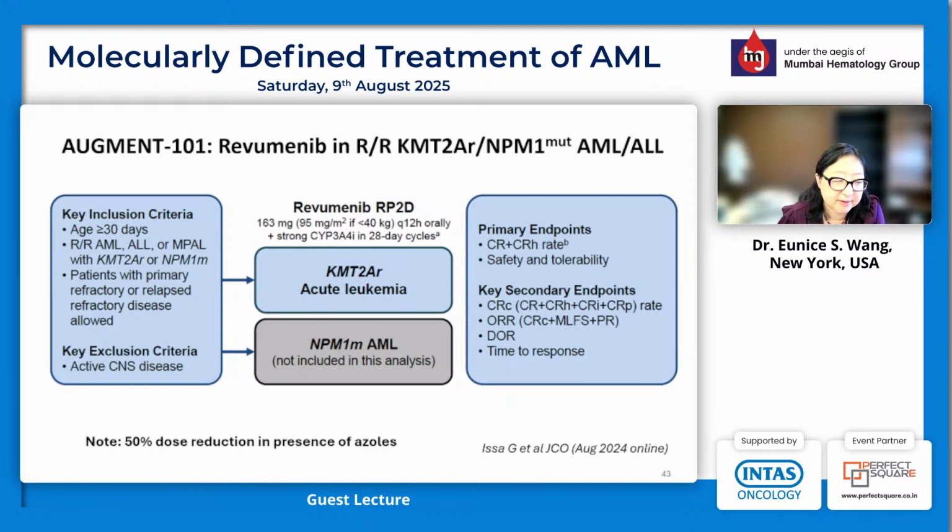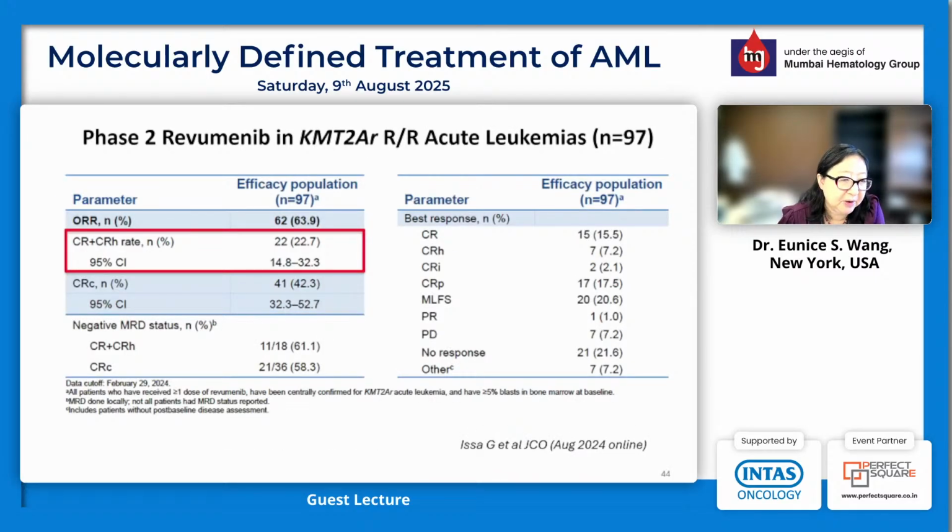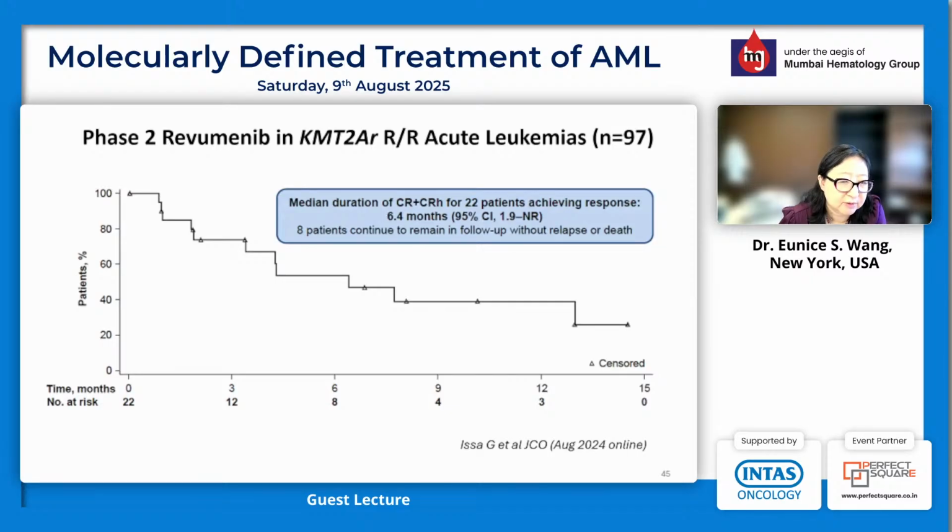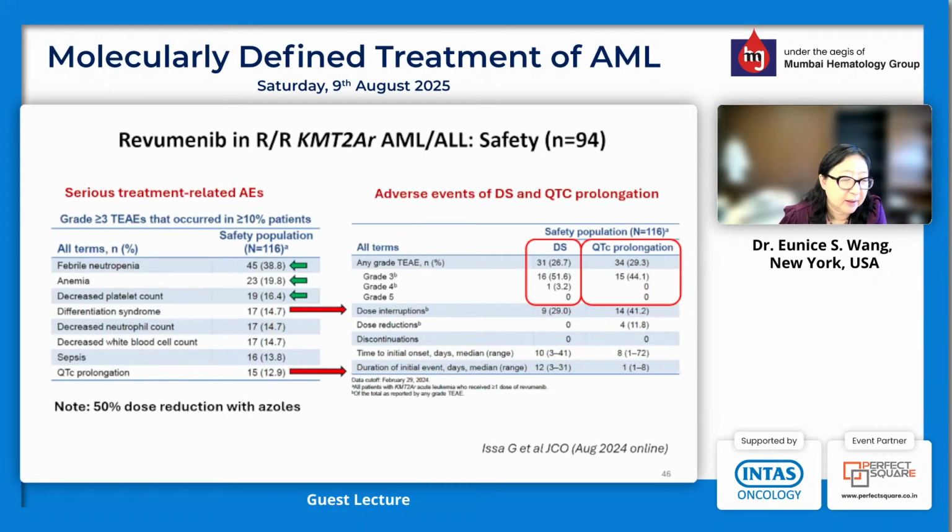The primary endpoints of this phase 2 study really were response rate, safety, tolerability, and other entities. And you can see here that overall in the KMT rearranged patient population, even though there was some activity in up to 2/3 of patients, the true CR/CRh rate was 23%. And about 61% of these patients were MRD negative. And the true CR rate you can see here with the short median follow-up was only about 15 or 16%. The median duration of response for those patients achieving a response was about 6.4 months, with the overall survival about 8 months.